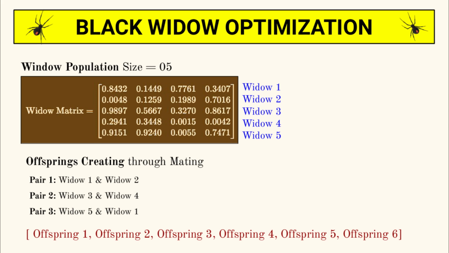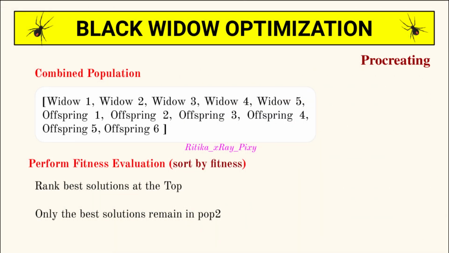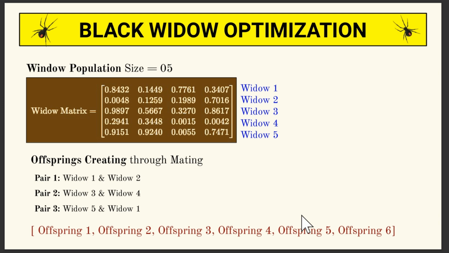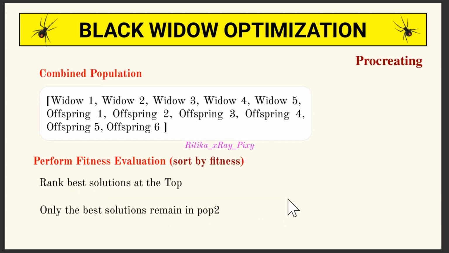Now after creating offsprings, they are combined with their mother, that is the original widow. Done. So for all widows in the population, we will repeat this process. Suppose this is the original widow matrix. You can see the population size. Now suppose offsprings are created through mating. Now we will combine the population. Here we have the original widows plus the offsprings.